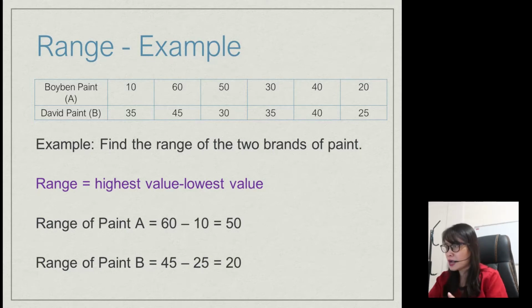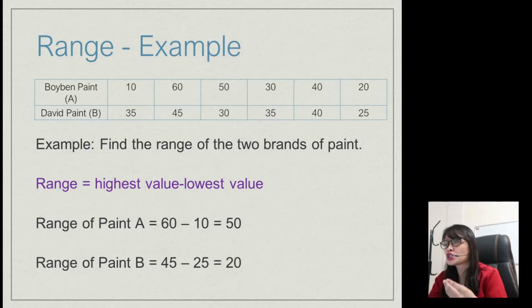Try to examine the answer of the range. In paint A, the range is 50. Range B, that is 20. If you have noticed, 20 is too close to the given data that we have. So they are too close to one another.